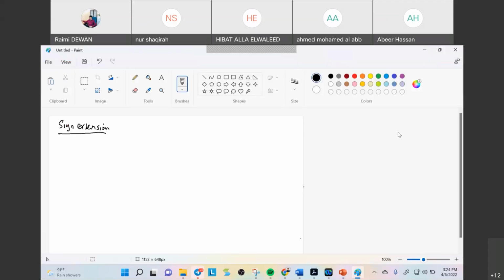Okay, so the next one we will study is the sign extension. Sign extension is the process of converting a number in two's complement to a larger format. Remember, I just put the keyword: converting number into complement to a larger format. It means if it's initially 16-bit, we want to convert it to 32-bit.